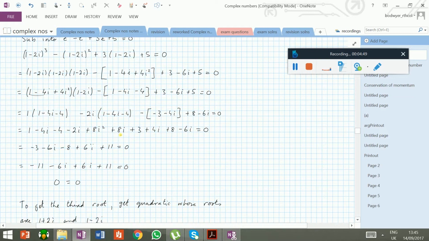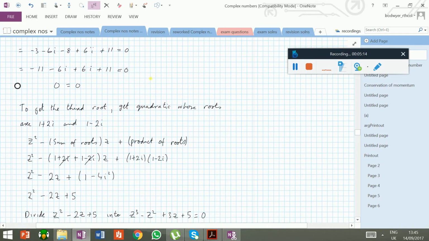You have 8 and 4 is 12i, minus 6i is 6i, and then you have an 8 and a 3, that gives you an 11 there. These cancel, minus 6i and plus 6i cancel. You have a minus 11 plus 11 also cancelling, and you end up with 0 equals 0. So you've proved then that 1 minus 2i is indeed a root.